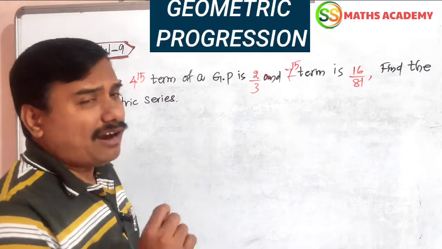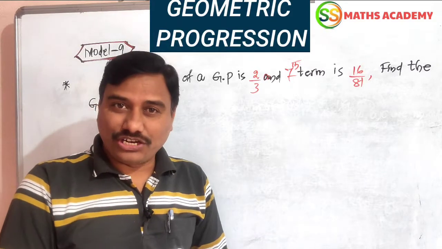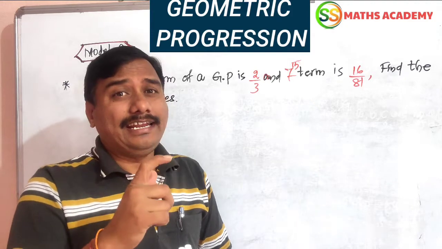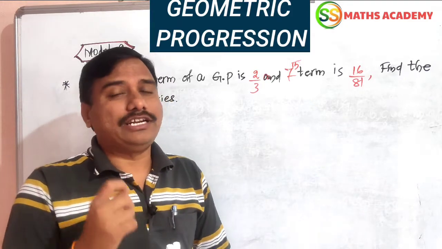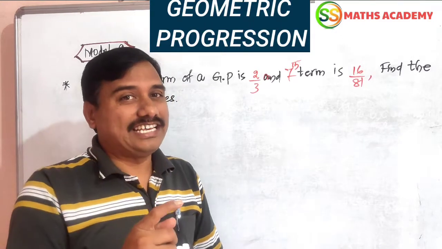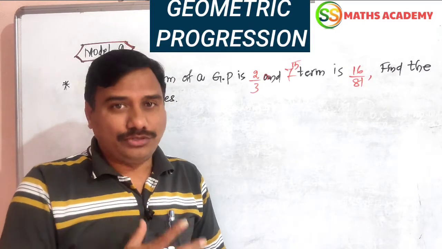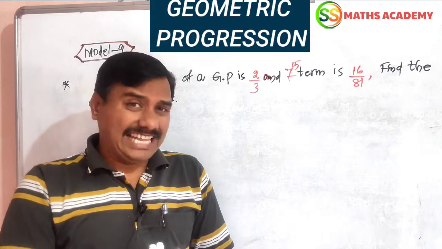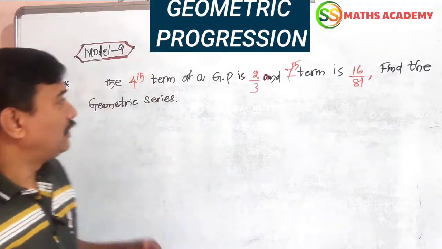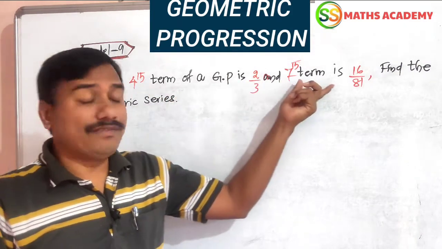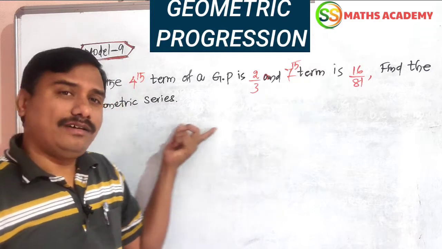In today's last session of geometric progression, part number 10, I am going to explain the last two good models under 4 marks, about the series of a GP as well as the nth term of a GP. In the first, ninth model, the question is: the fourth term of a GP is given, the seventh term is also given, find the series.